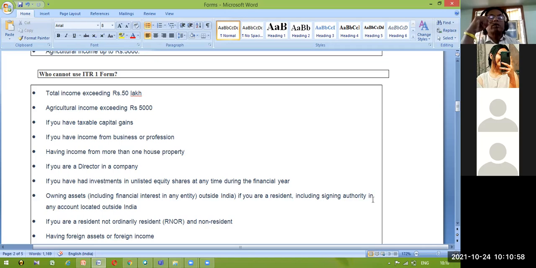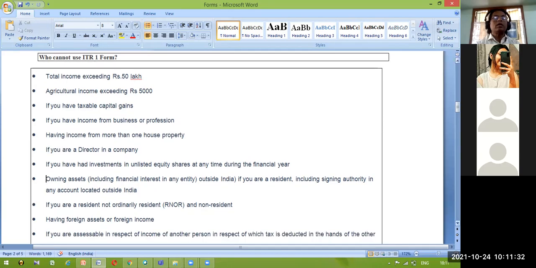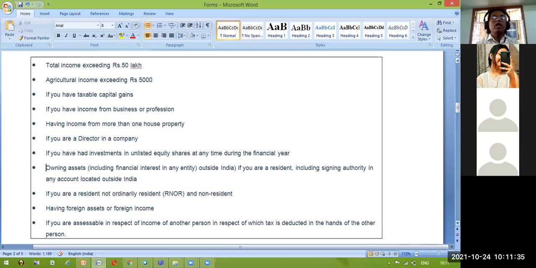Owning an asset, excluding a financial interest in an entity outside India. If you are a resident holding signing authority in any account located outside India, or you are having a property in other countries, say the UK or USA, you cannot fill up ITR 1. So even if your income is less than 50 lakh, you cannot fill up ITR 1 if you are having any property outside the country. So which form you shall fill up, you shall know it.